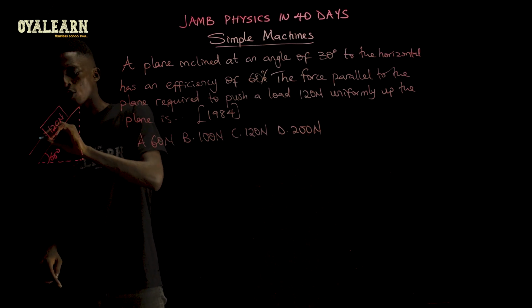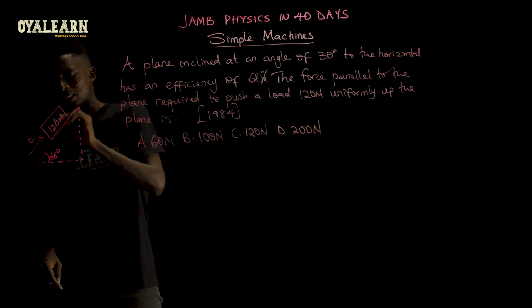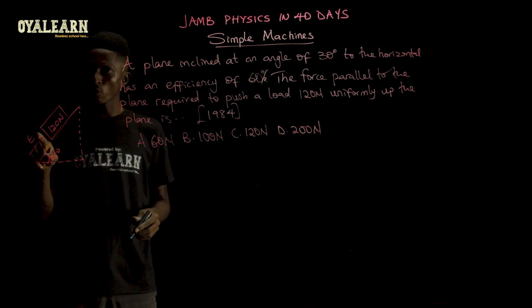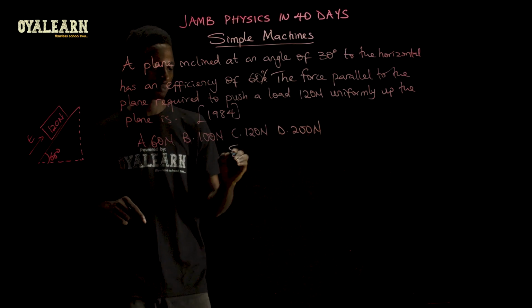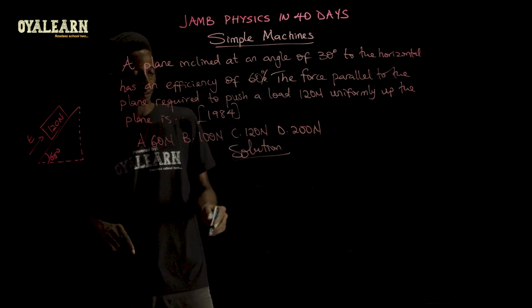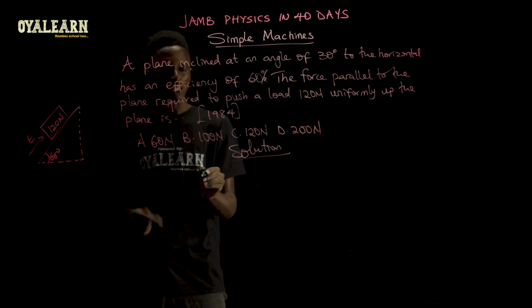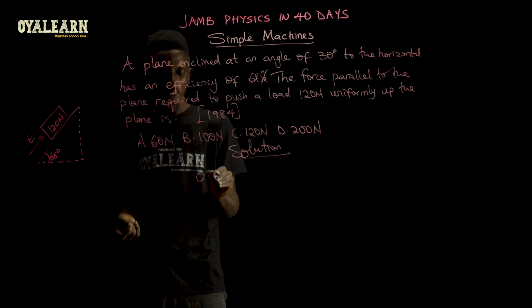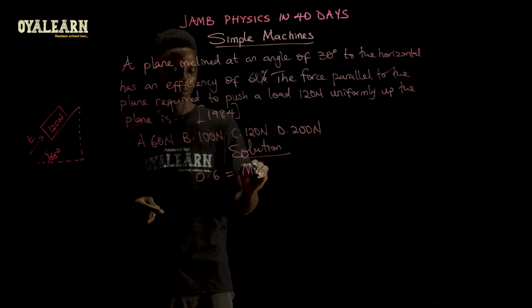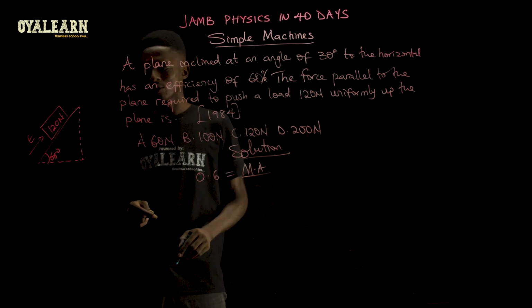Now, the force that pushes it is the effort in this case. So that is what we're going to use to find it. So we need to find this effort. So here's our solution. The efficiency is already given as 60%. So if the efficiency is 60%, that will be 0.6 equals, now mechanical advantage over velocity ratio.